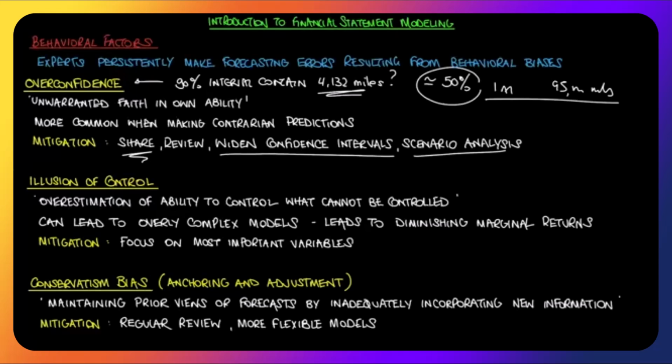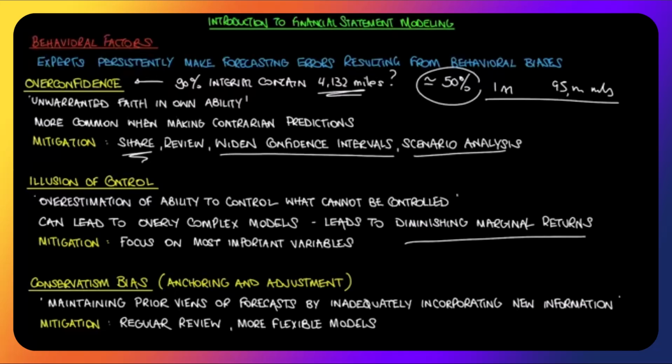The illusion of control. Overestimating your ability to control what cannot be controlled. If you choose your own lottery numbers, this is an example of the illusion of control. In terms of financial modeling, putting in more and more and more variables, getting to ridiculously complex models because you think the more variables I put in, the closer it will be, the better it will be. Not necessarily. You get diminishing marginal returns.